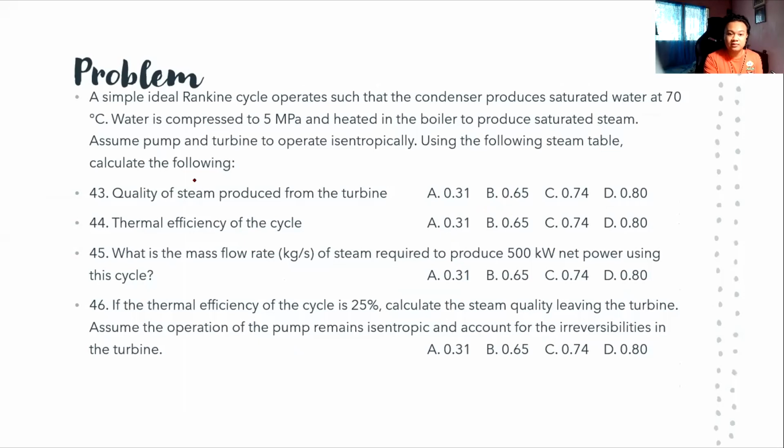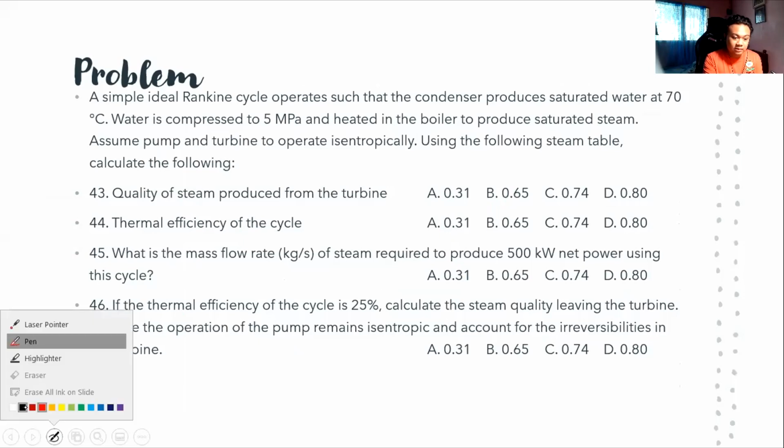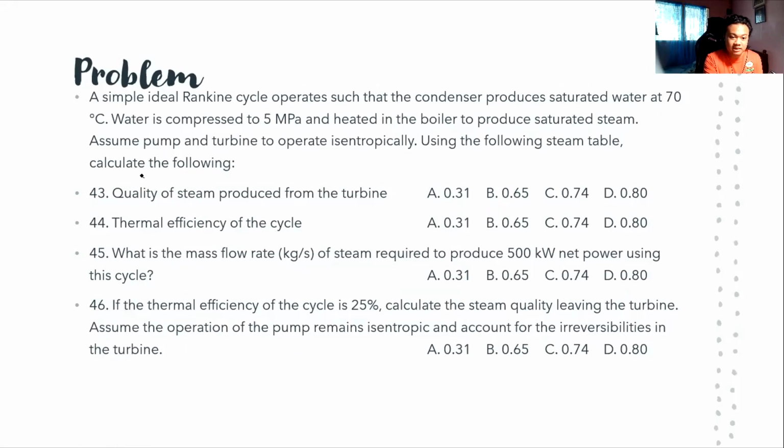So the quality of steam from the turbine, so meaning x. Let's call that x prime because it is operating isentropically. And then the thermal efficiency of the cycle, and then the mass flow rate. And then if the thermal efficiency of the cycle is 25%, we're still calculating for the steam quality.